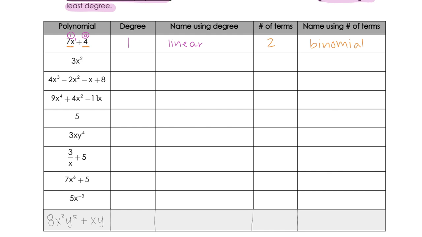On the second one here, I see an exponent of 2, so this has a degree of 2. There are no other terms, so that would be the highest degree there. We would name it a quadratic. And then I only see one term, so if it's one term, it's a monomial.